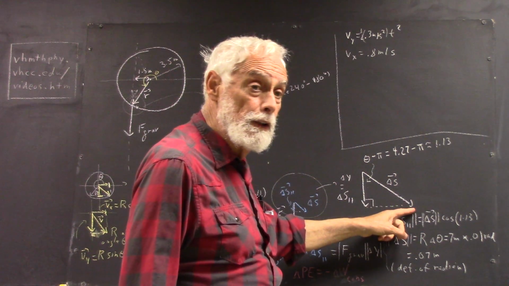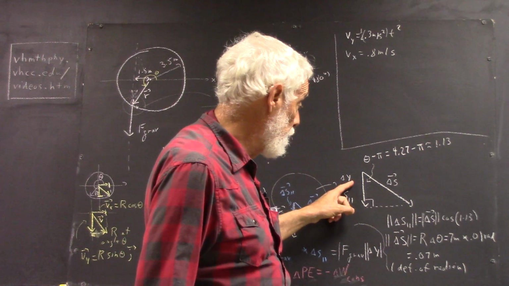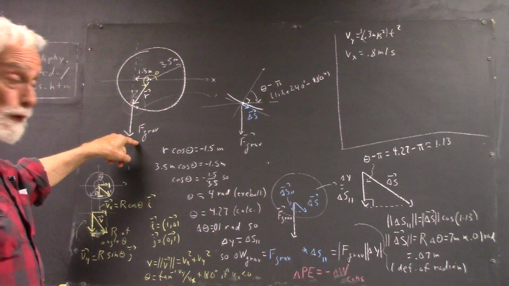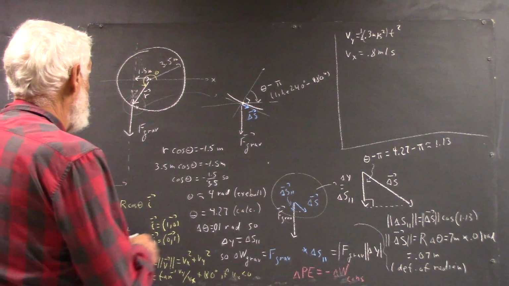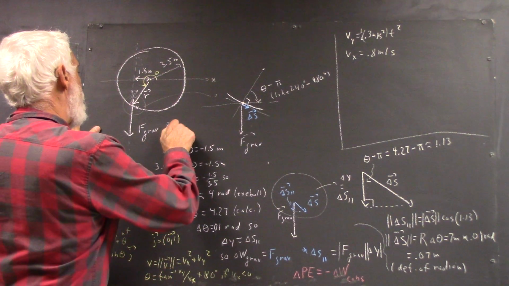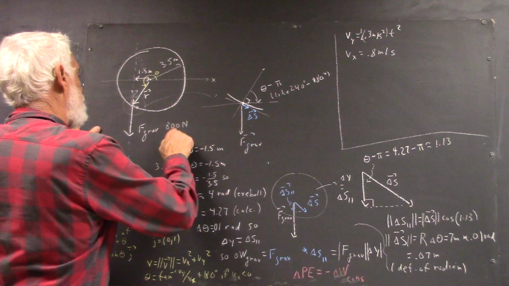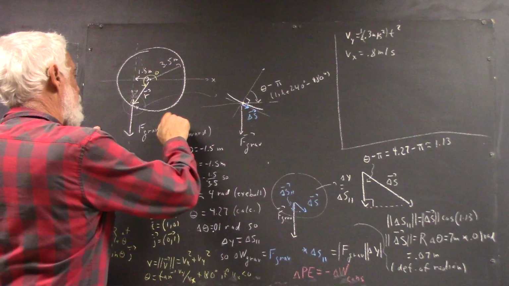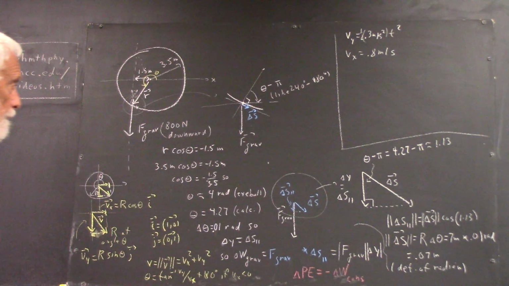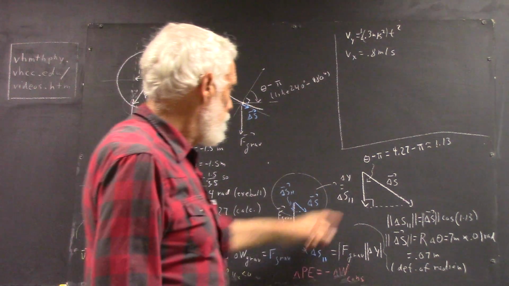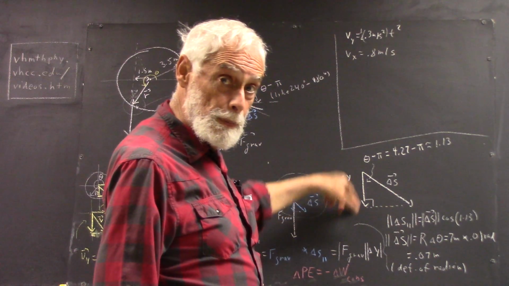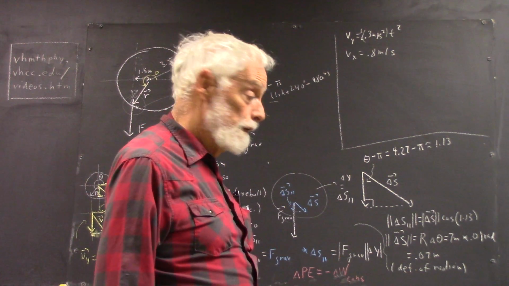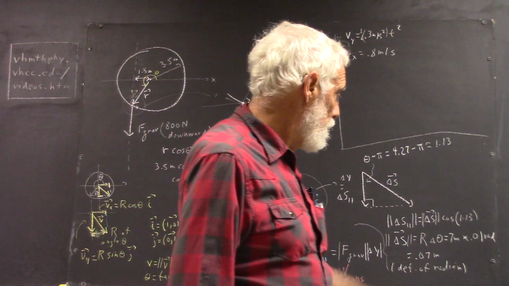We need to figure out delta S. If we can figure out delta S, we can figure out delta Y. You're given the gravitational force, that's 800 newtons downward. So if we get this component of delta S, the component parallel to the gravitational force vector, we multiply the two, we get the work done by gravity. Okay, well, very simple.